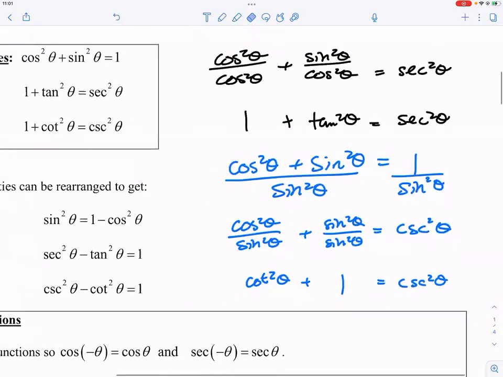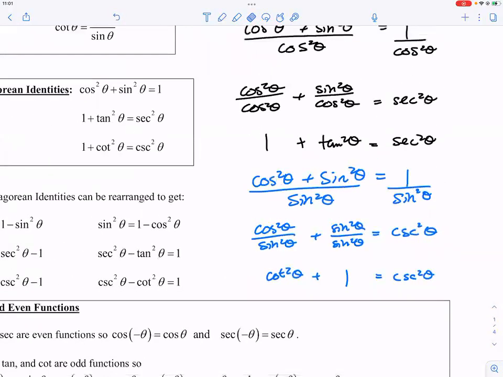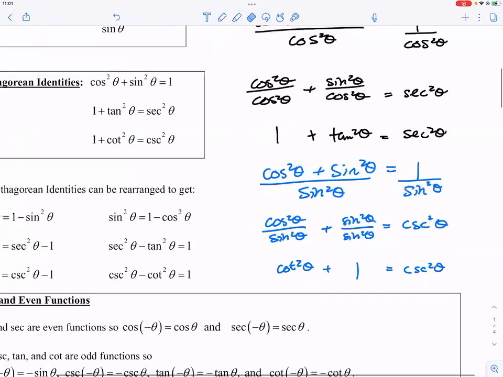So there are things that you should memorize. There are things that you should just make. This one, I would say, just make them. Okay, just make them.